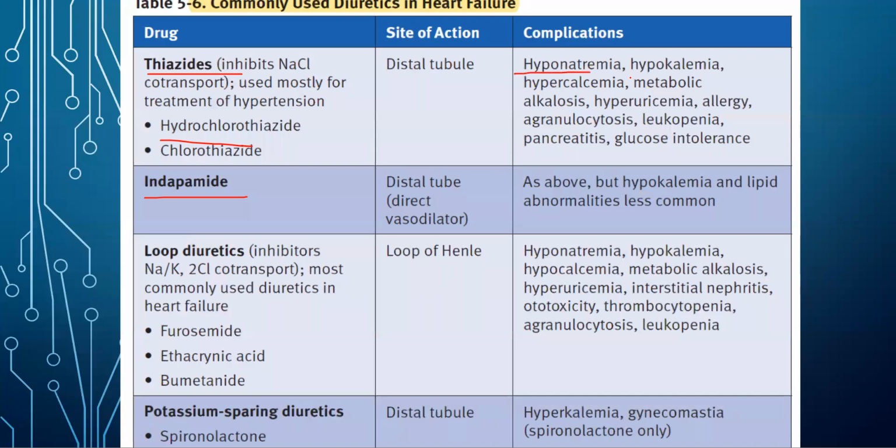It can cause hyponatremia, hypokalemia, but it can cause hypercalcemia and hyperuricemia, which means this hyperuricemia can precipitate gout. So someone having gout, you should not start thiazides for them. It also can cause glucose intolerance or hyperglycemia. So someone having diabetes, it's not a good drug to use.